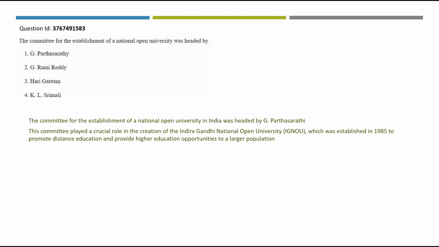Next question. The committee for the establishment of a national open university was headed by G. Parthasarathi. Option number 1 will be the right answer. This committee played a crucial role in the creation of the Indira Gandhi National Open University called as IGNOU, which was established in 1985 to promote distance education and provide higher education opportunities to a larger population.